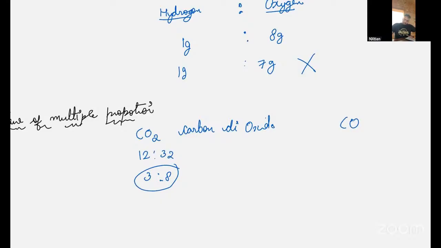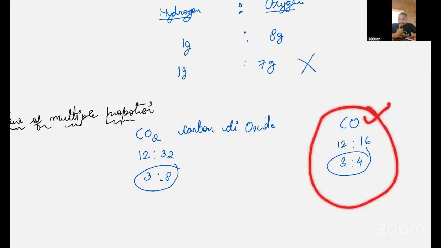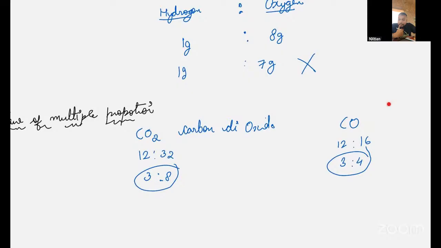Now we have carbon monoxide. What is the ratio of carbon monoxide? 12 is to 16, which is 3 is to 4. Now see, you said that if it is 3 and 7 is there, then it won't react. But it will react. Why? It will make carbon monoxide, but 3 grams of oxygen will be unreacted. So this is called the law of multiple proportion.